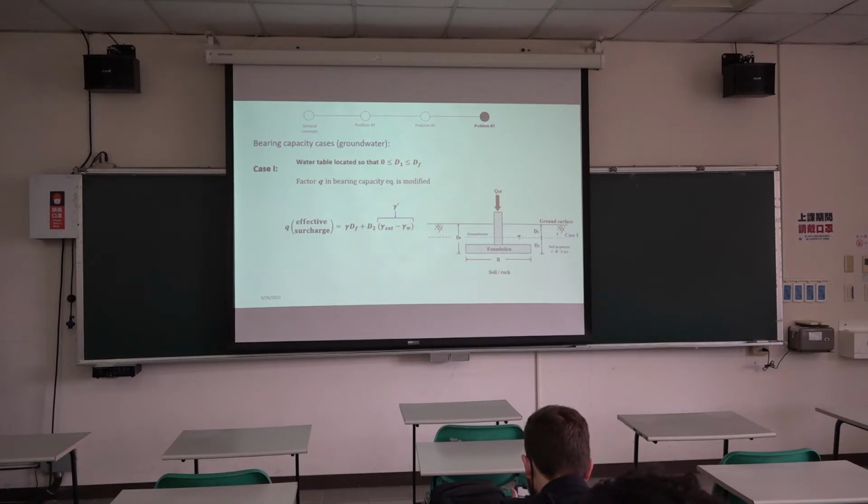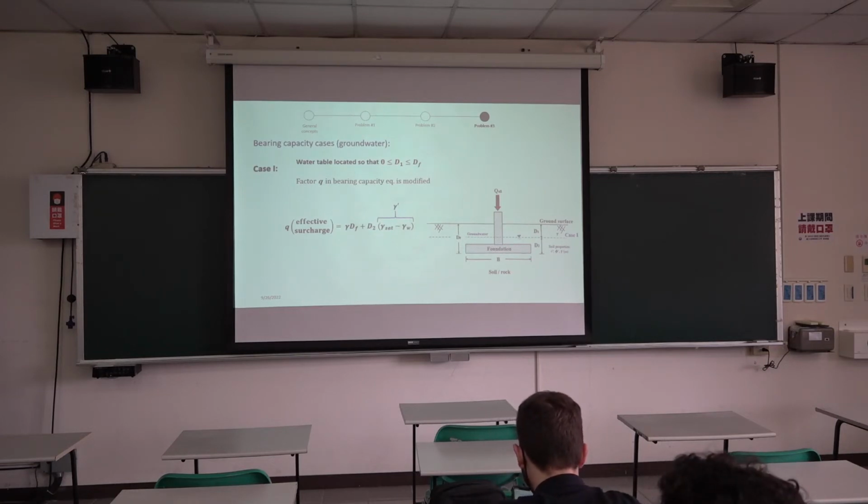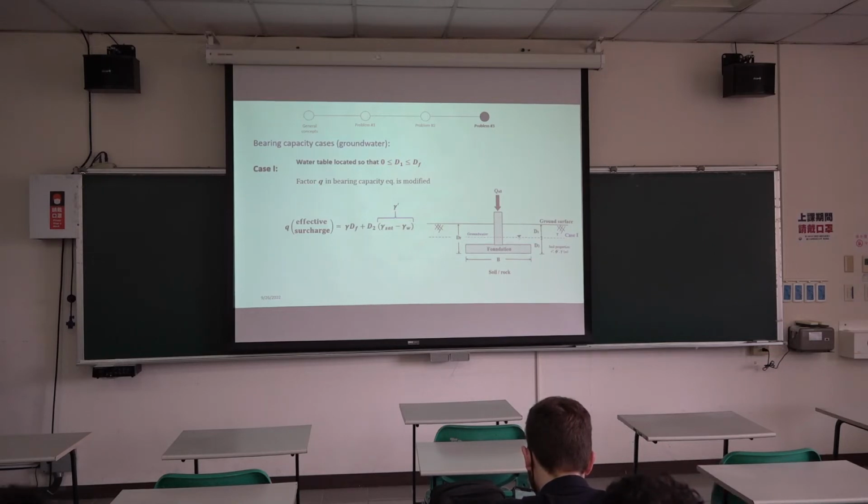You will have to factor in the difference in unit weight. Above the water table, the unit weight is the normal unit weight, the moist unit weight, gamma. But when you go below the water table, you have to factor in the unit weight of the water. Because what we are looking for is the effective stress, you take the saturated unit weight and subtract the unit weight of the water.